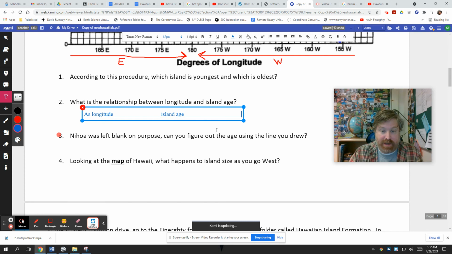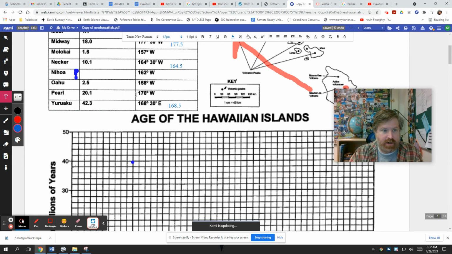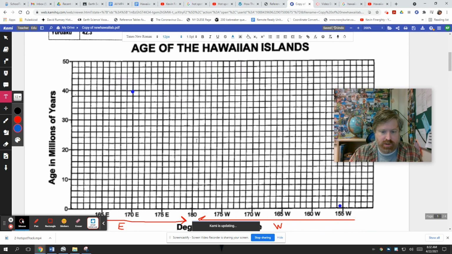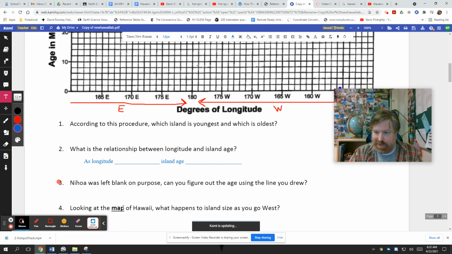3, Neoha was left blank on purpose. How can you figure it out? Well, you got a line on there. You have Neoha's longitude. So given their longitude at 162, where does 162 hit your line? You go up, over. That's about how old it is.